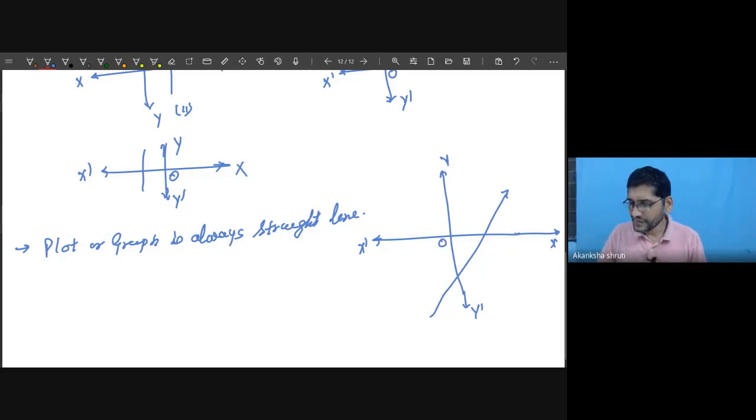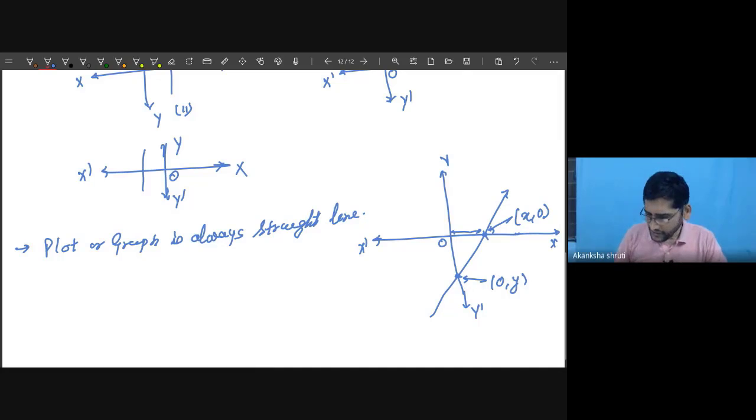This is our origin. Student, from the origin, the point where it cuts, what will be this point? What will be its x coordinate? The x coordinate will be whatever this length is. But what will be the y coordinate? The y coordinate will always be 0, so it will be (x, 0). What will be here? This is on the y axis, so its x coordinate is 0 and y will be calculated. Get it? Whatever this length on the x axis is, it is called the x-intercept.